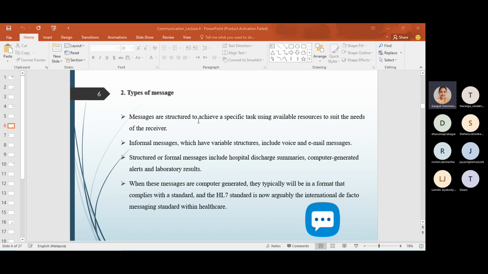So HL7 means Health Level 7. This HL7 is a set of international standards related to healthcare providers.